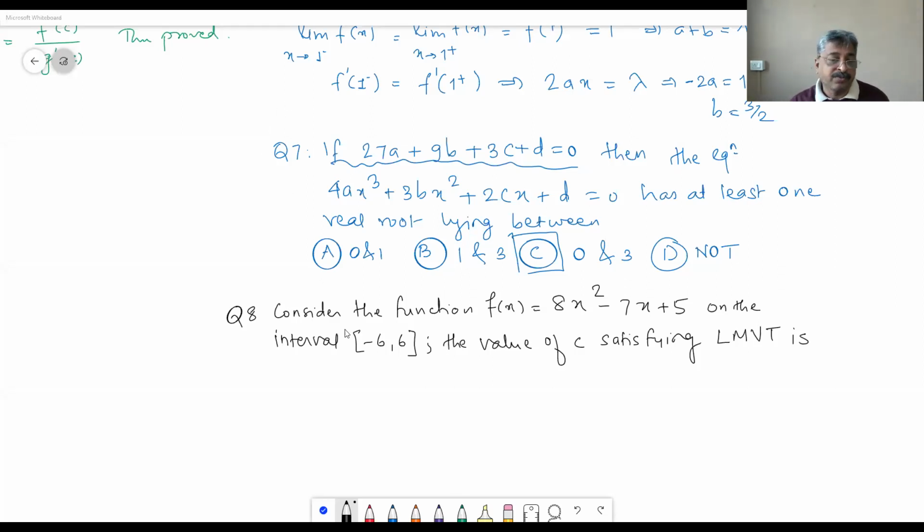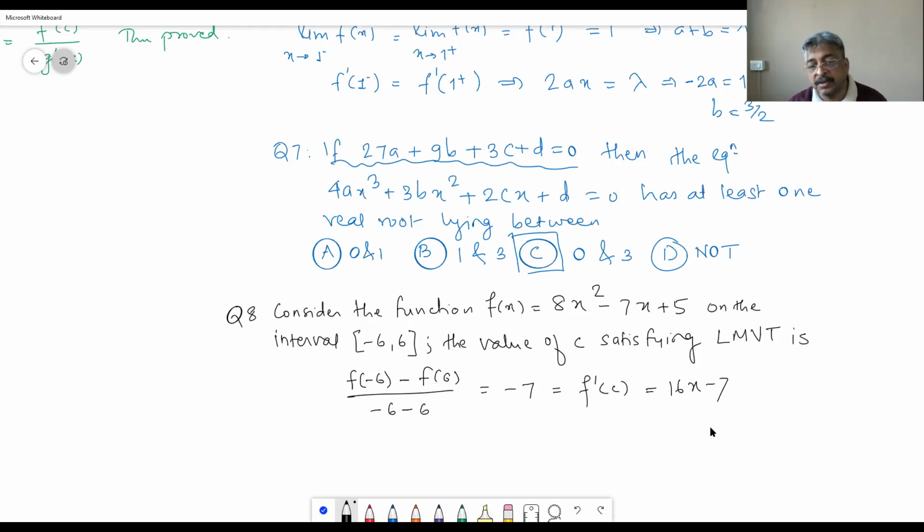F of minus 6 minus f of 6 upon minus 6 minus 6 is equal to minus 7. And this should be f dash of c. So f dash of c is going to be 16c minus 7, and you want this to be minus 7, therefore c must be equal to 0. That was rather easy. Next question.